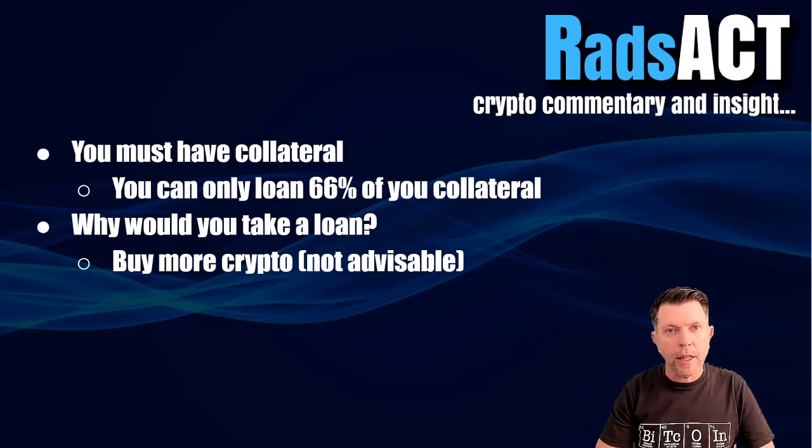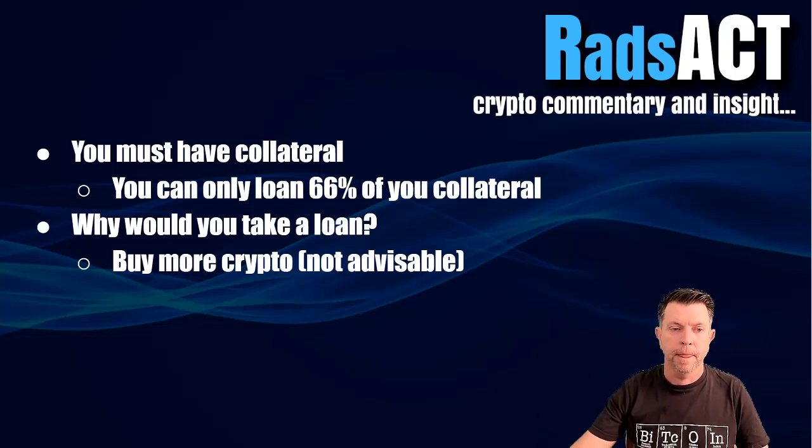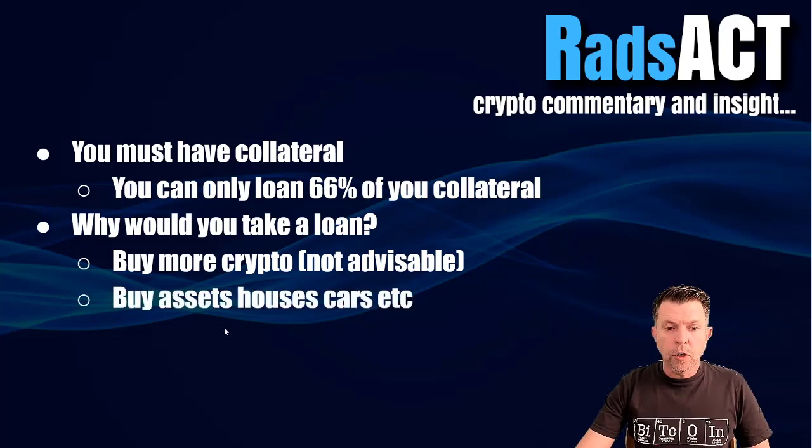Now, when you pay back the loan, you're not paying back the loan in Ethereum. You're paying back the loan in the equivalent of US dollars in a coin called DAI. DAI is a stable coin which is pegged 1-to-1 with the US dollar. So you are taking a loan in dollars. It doesn't matter how the Ethereum price fluctuates. You will have to pay the loan back in dollars. You could buy assets, houses, cars, etc.